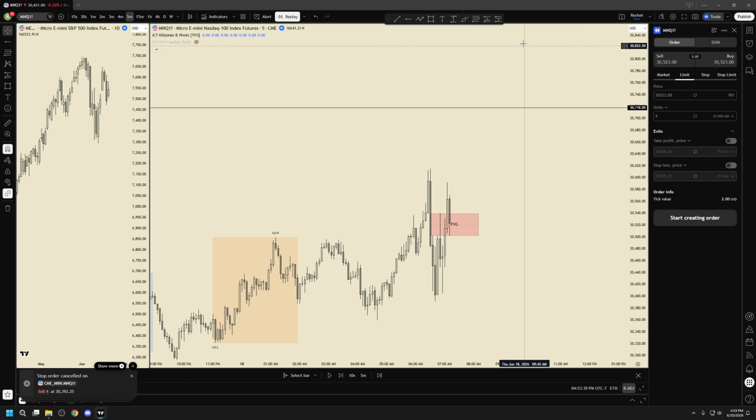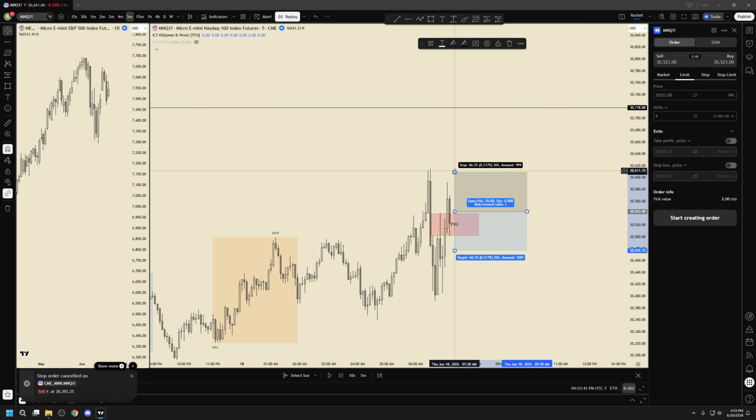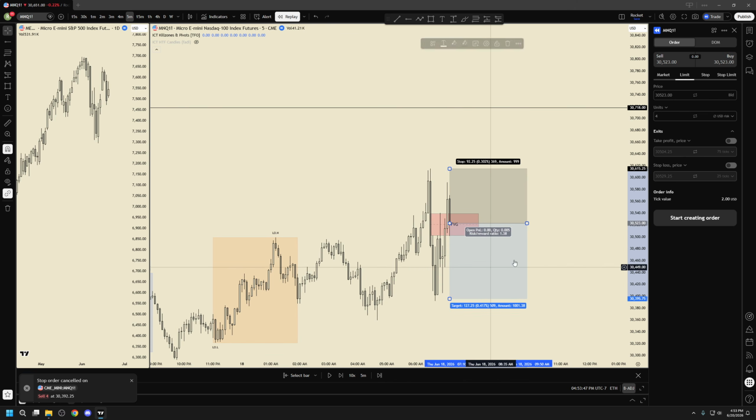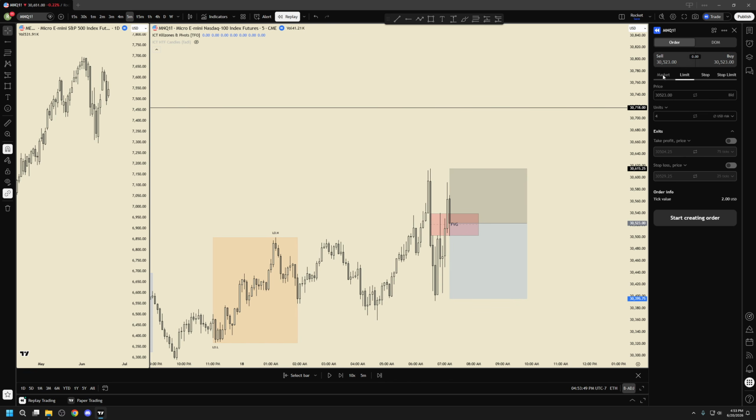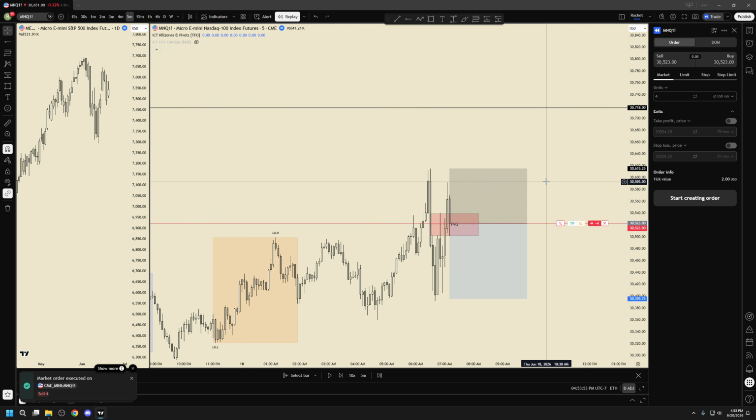Let's just say I want to short here, right? And my stop loss is up here, and my take profit is down here. And I want to sell, market, sell. So I'm automatically entered there. If I want to do a stop loss, same thing.